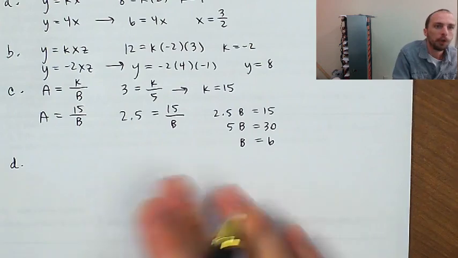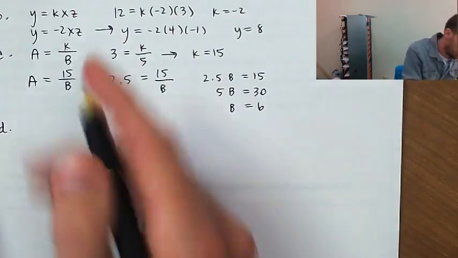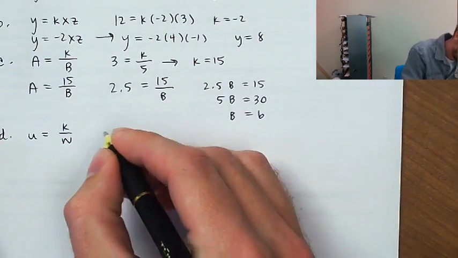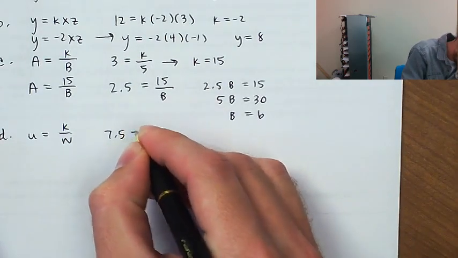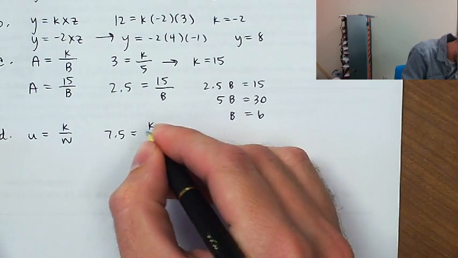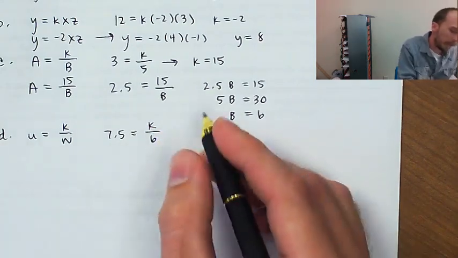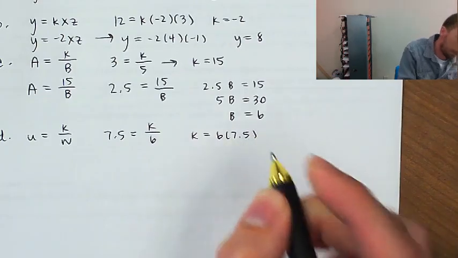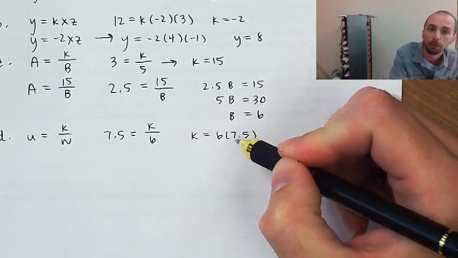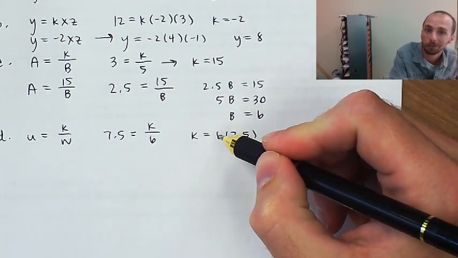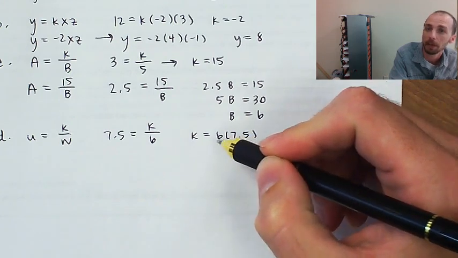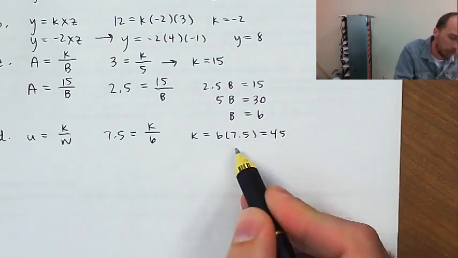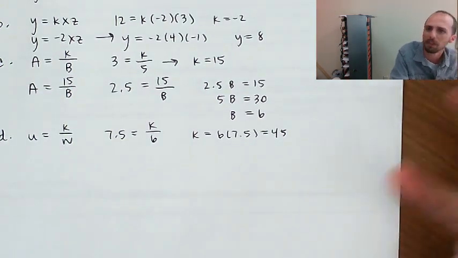Okay, on D, u and w are varying inversely, so u equals some number divided by w that we're about to find out. U equals 7.5 when w equals 6. Okay, so k is going to equal 6 times 7.5. Well, 7.5 times 2 is 15. And 6 is 2 times 3, so I'm going to need to take 15 times 3, and that'll equal 45. I don't just know what 7.5 times 6 is. I would have to think about it.